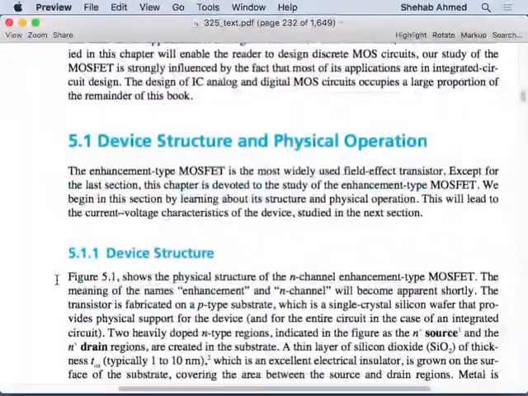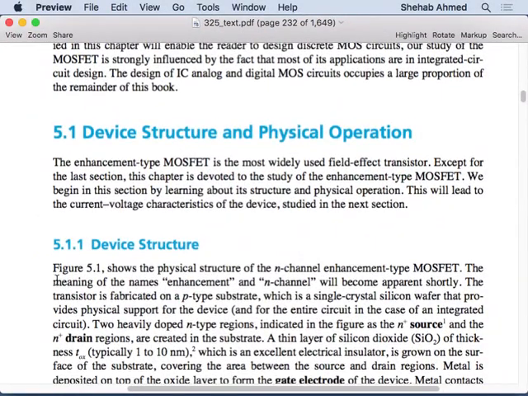Just from a terminology perspective, what we are looking at in the actual device is called an enhancement type MOSFET. This is the most commonly used type of MOSFET, and I will show you what enhancement means. MOSFET stands for metal oxide semiconductor field effect transistor. We will see what all of these mean when we look at the structure of the MOSFET.